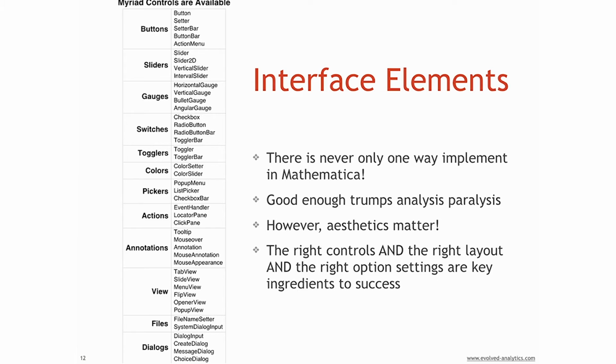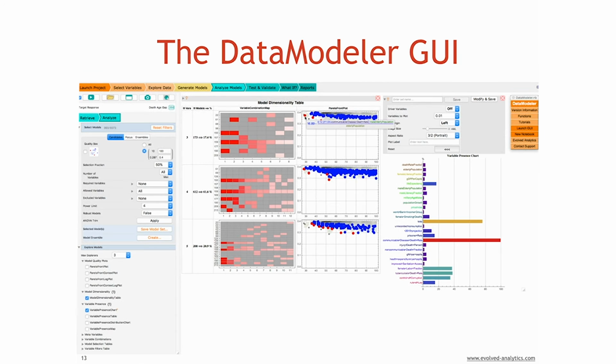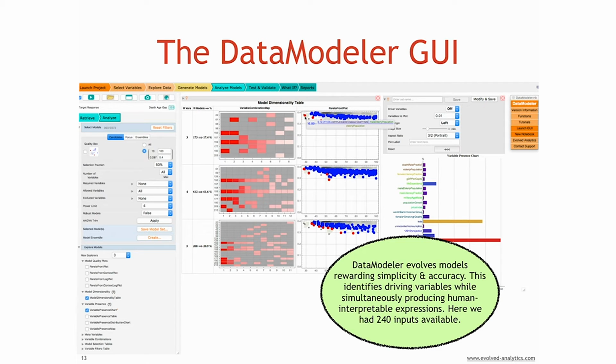But you really want to care about the layout and the controls and the interface, and the aesthetics are very important in my view. So this is a view within Data Modeler, looking at some models that have been developed. There's a lot actually buried in this thing from a design aesthetics perspective. All right, so here the input set had 240 variables that we're trying to sort through.